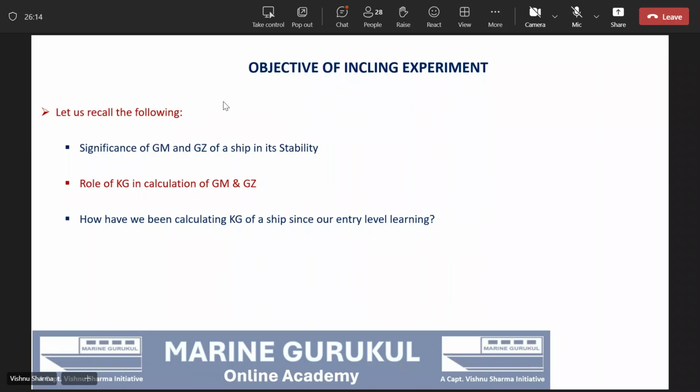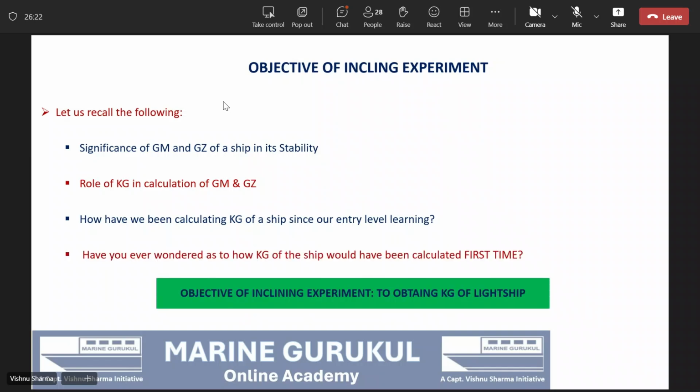The first KG of the ship is obtained through the inclining experiment, and that is obviously the light ship KG that we are interested in. So the objective of the inclining experiment is to obtain the KG of the light ship. That is the objective of the inclining experiment. Am I clear? Right? Okay.